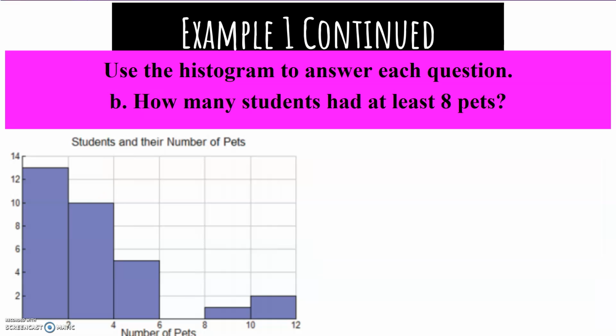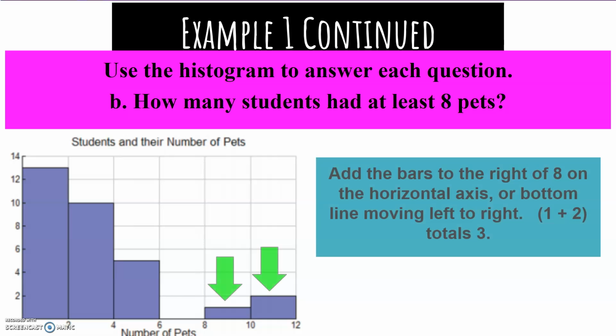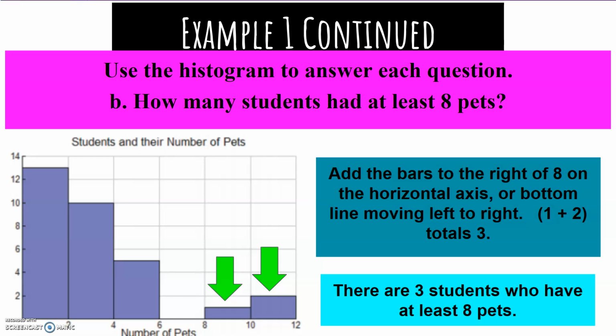How many students had at least 8 pets? So if we look over here, right below here, I put my mouse down there. How many students had at least 8 pets? If we look at this column here, we have the 8 and 9 column and the 10 and 11 column. And it looks like there's 1 in the 8 and 9 column and 2 in the 10 and 11 column. So we have 1 and 2, and that equals 3. There are 3 students who have at least 8 pets.